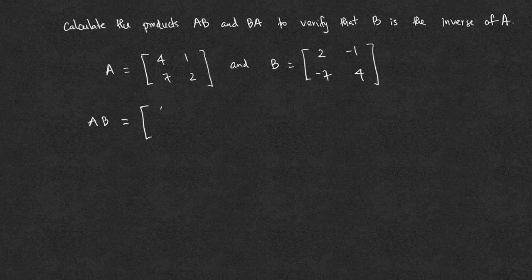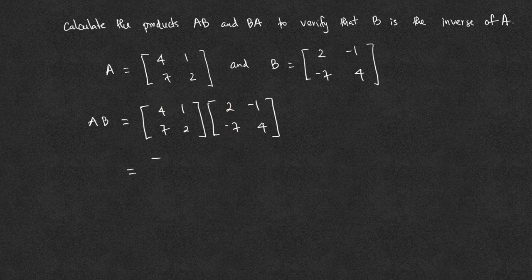The matrix A is 4, 1, 7, 2, 2 rows, 2 columns, and the matrix B is 2, negative 1, negative 7, 4, 2 rows, 2 columns. To multiply two matrices, we need to use the inner product. First, we take the first row in the first matrix, 4, 1, and multiply the first column in the second matrix, 2, negative 7, using the inner product.